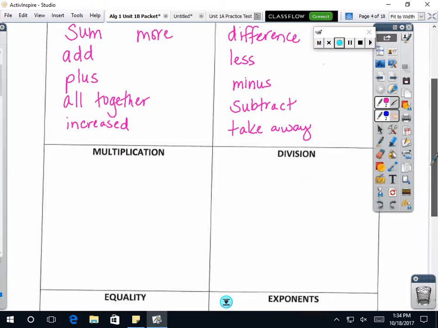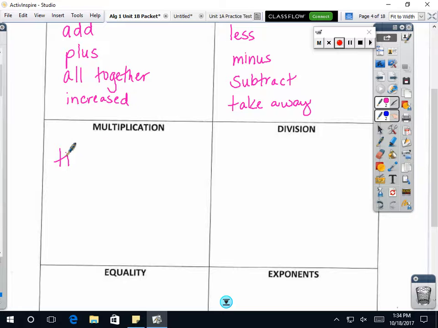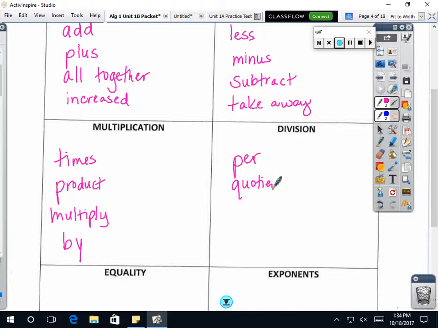Okay, what about multiplication? Times, product, multiply. I've heard the word "by." Okay, what about division? What do you think about "per" for divide? Per. Okay. Quotient, I heard quotient. That's right. That's the answer to a division problem. Divide.